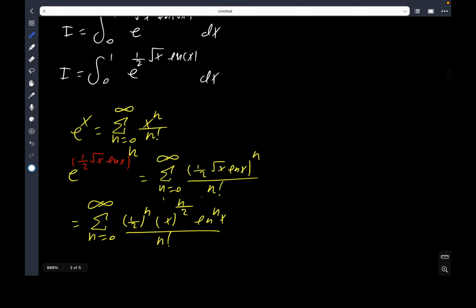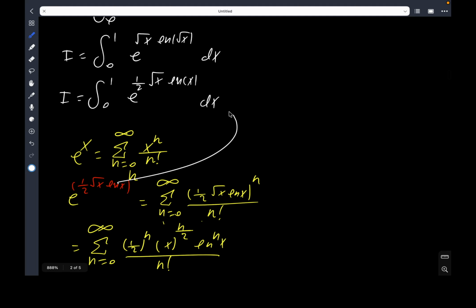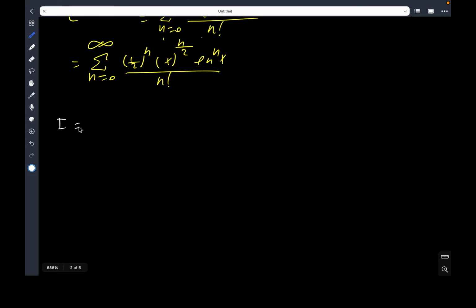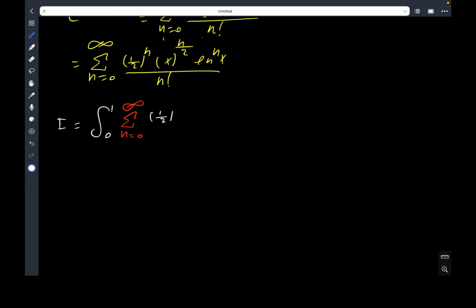Now, I'm going to replace this expression right here. Therefore, my I is going to be the integral from 0 to 1 of the infinite sum from 0 to infinity of half to the n x to the n over 2 ln to the n x over n factorial dx.